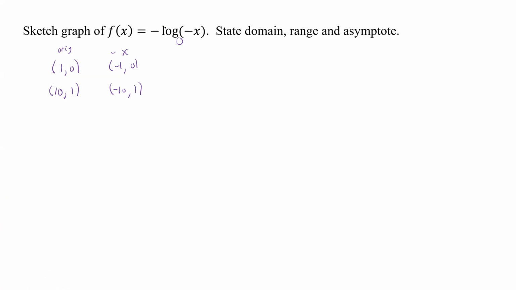Okay. Now what we're going to do is the negative out front. So we're going to change the sign of the y. And so now we're going to take the opposite of whatever y was. Well, that's a negative 1, 0. And that's a negative 10, negative 1. Okay. So now let's see what does that actually give us as far as our final value.